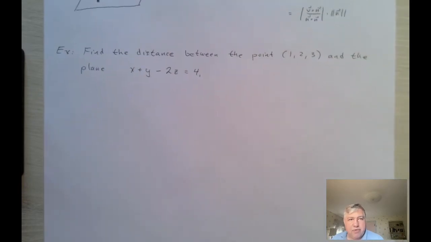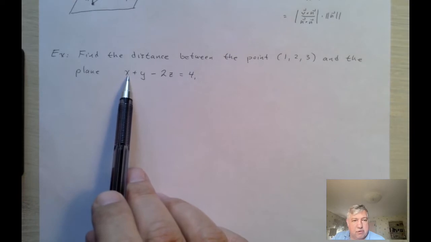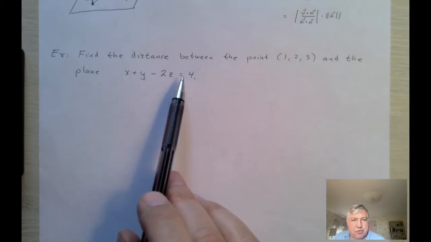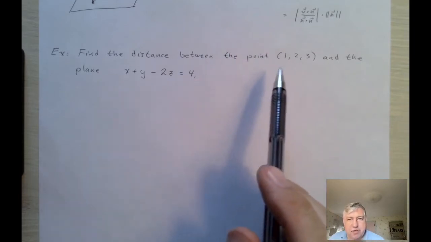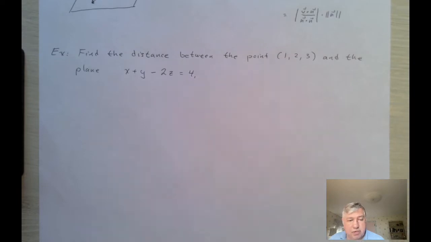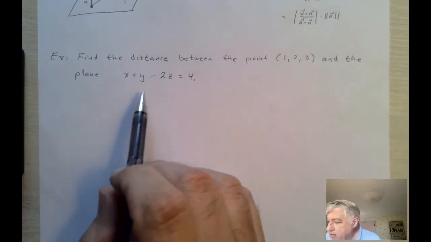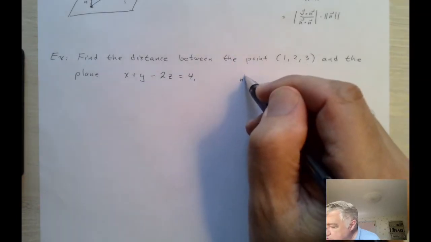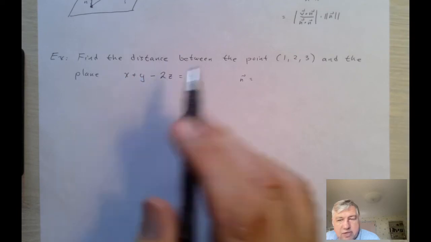So for this example, we're going to use the same plane in all these examples today. We're going to consider the plane given by x plus y minus 2z equals 4. And in this example, we want to find the shortest distance between this plane and this point. So first we'll note what the normal vector is. The coefficients here are 1, 1, negative 2.